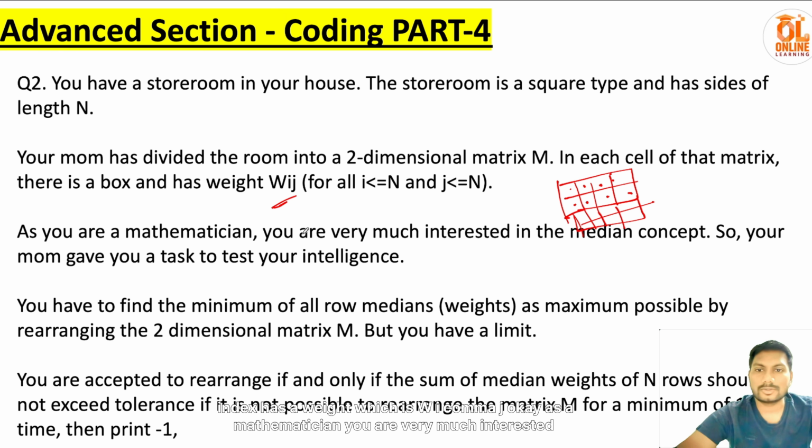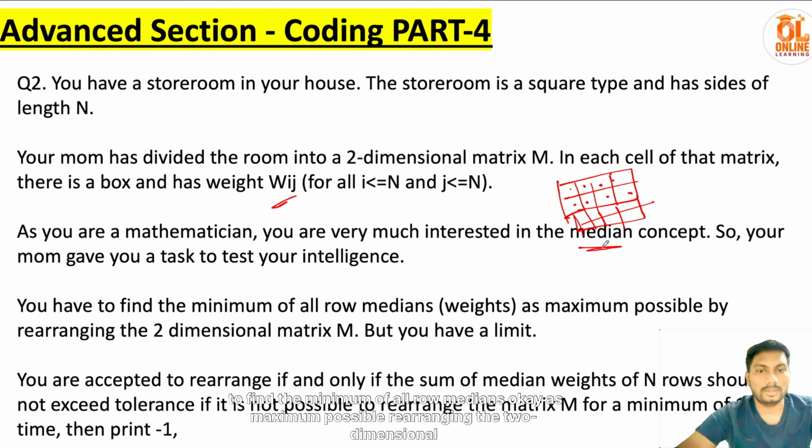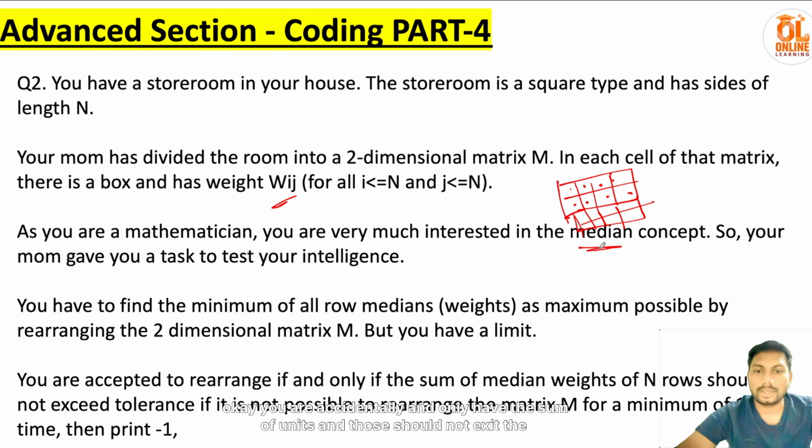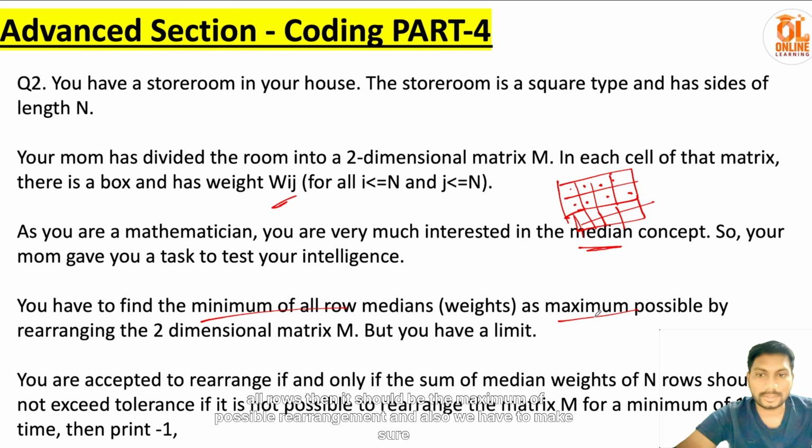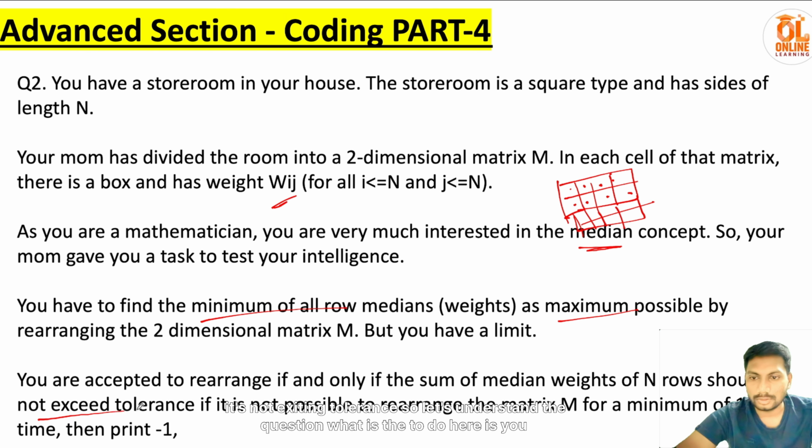Okay, as you're a mathematician, you are very much interested in the median concept. So your mom gave you a task to test your intelligence. You have to find the minimum of all row medians, as maximum as possible, by rearranging the 2-dimensional matrix. You are accepted only if the sum of medians of rows does not exceed the tolerance. Okay, so we have 3 takeaways here. First, you have to find the minimum of all rows, then it should be the maximum of possible rearrangements, and also we have to make sure it's not exceeding tolerance.